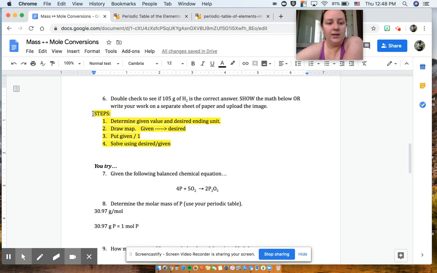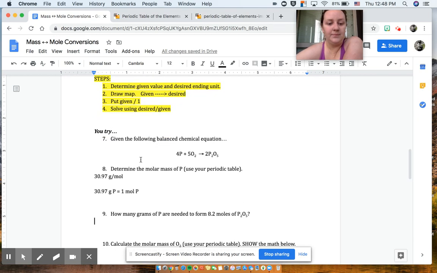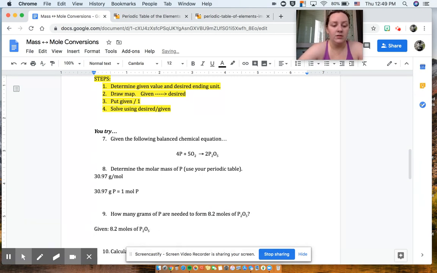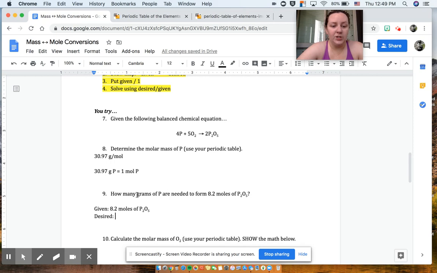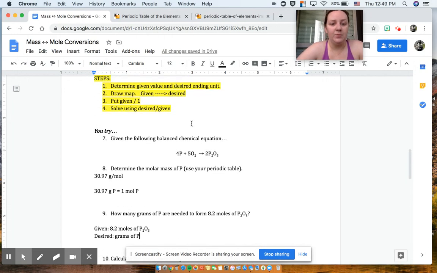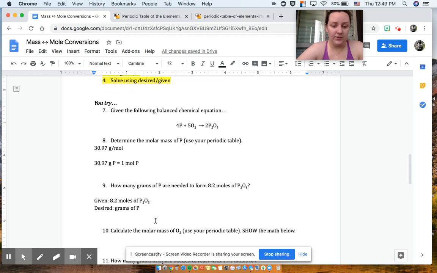So I'm going to use my conversion factor steps just like normal. My first step: determine my given value and my desired ending unit. I'm given in this problem 8.2 moles of P2O5. That's the number that I know. And then my desired: what am I trying to figure out? I'm trying to figure out how many grams of P I would need in order to make that. So we have step 1, determine our given value and my desired ending unit.